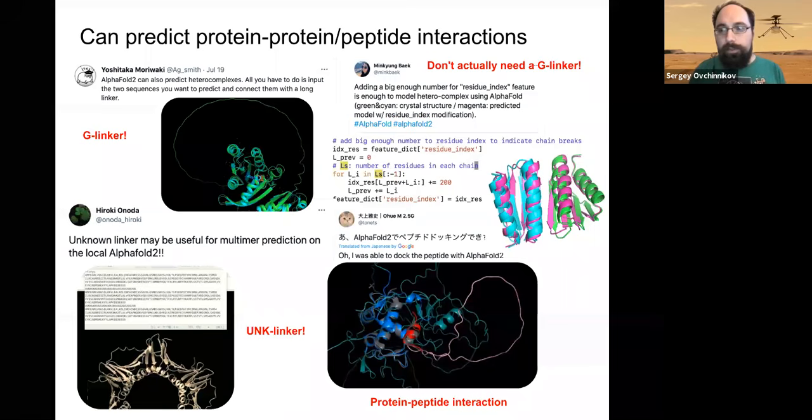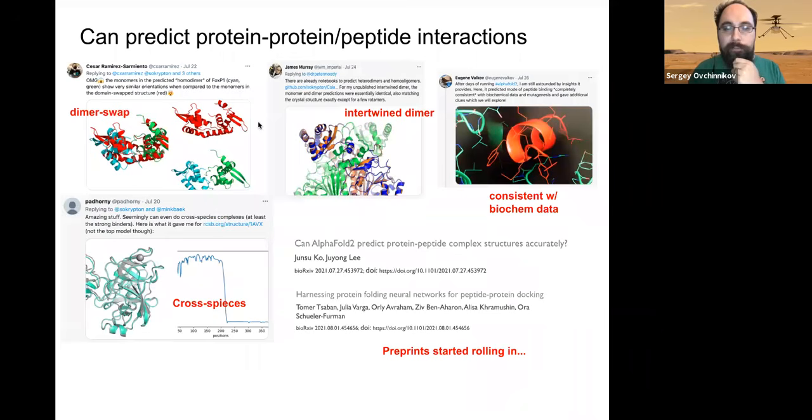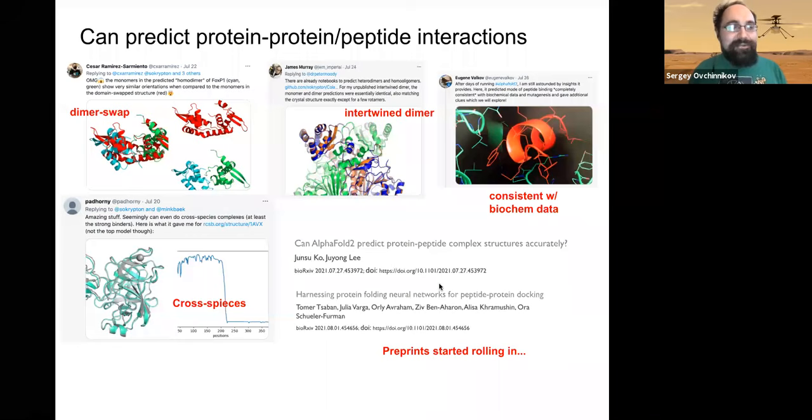So one of the exciting things coming out was that it looks like we might be able to take the network without even retraining it and just start predicting protein-protein interactions. Just to give you a few more examples, somebody said it can do cross-species interactions. It can understand dimer swaps. It can model intertwined dimers. It can model peptide-protein interactions. And people are now beginning to publish some things as preprints, which brings up an interesting question: who should get the credit, who first tweeted it, who first preprinted it, or who got it first published, which is something we can debate in the future.